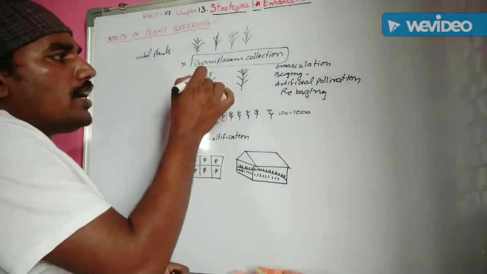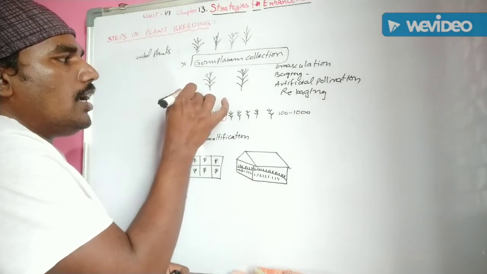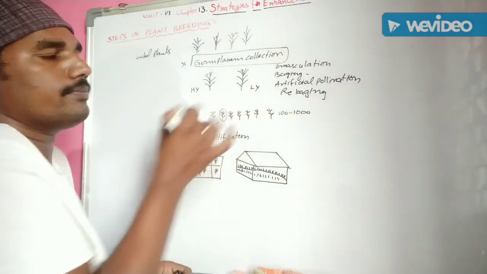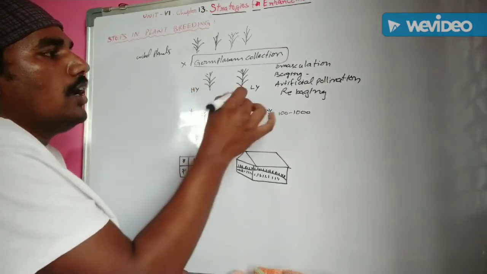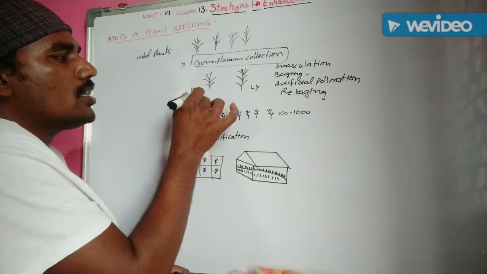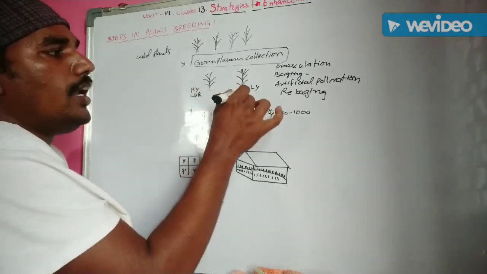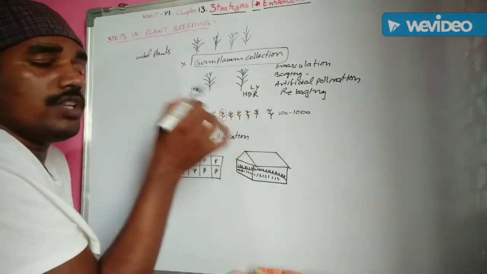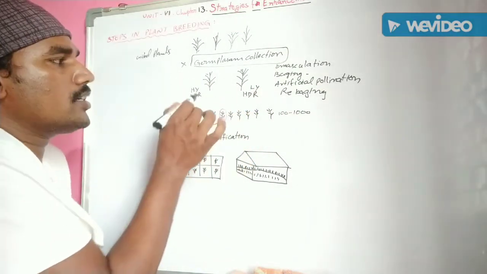So one plant is high yielding, another one is low yielding. This one is low disease resistance. This one is highly disease resistant. So which are the desirable characters?